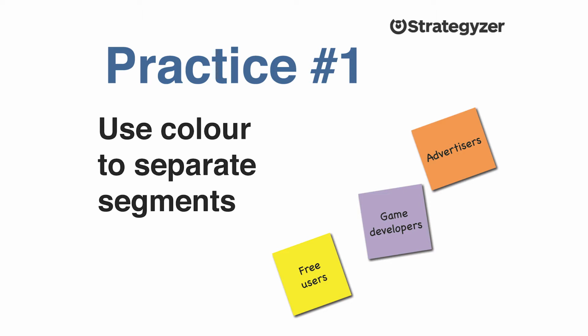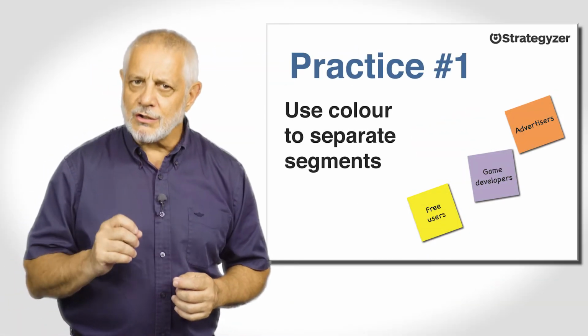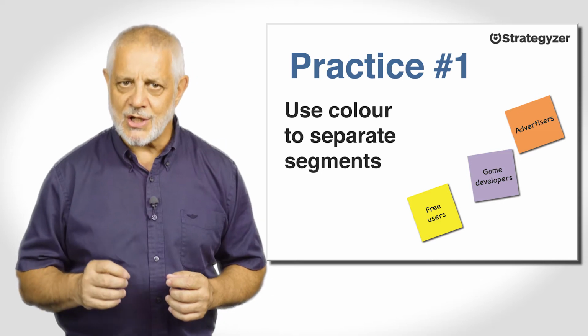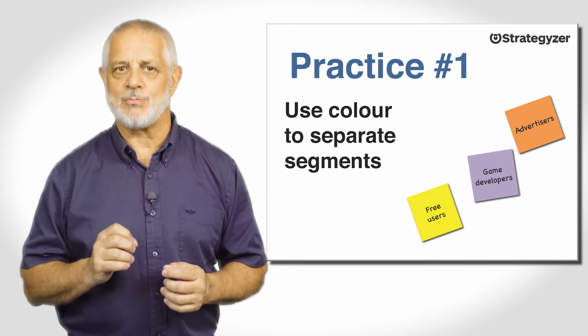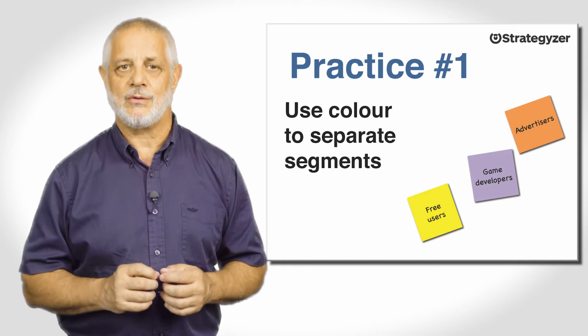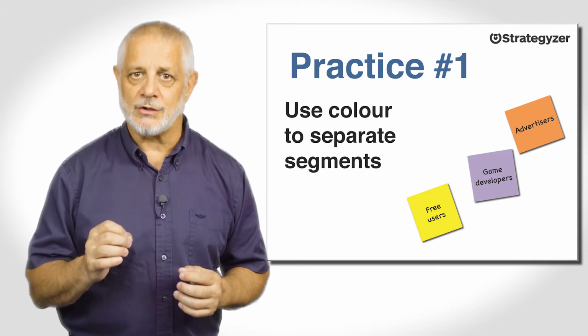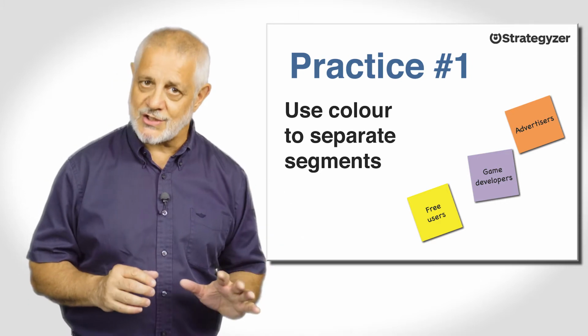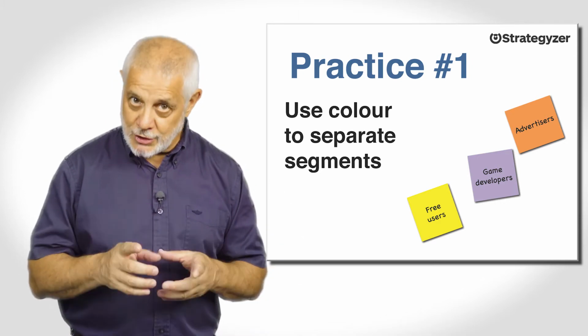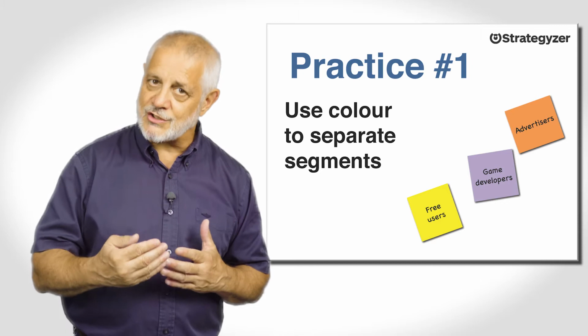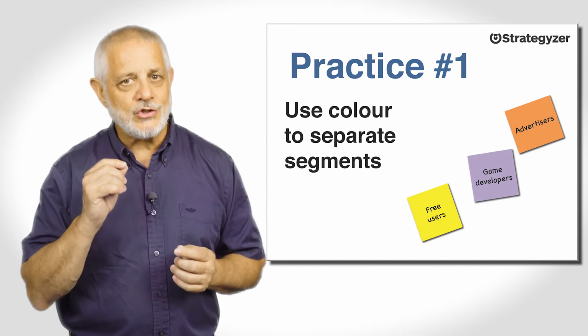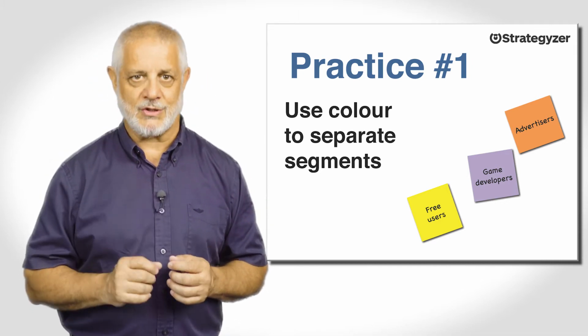Use color to separate customer segments. Using a different color for each of the identified customer segments allows you to see which part of the business model applied to which segment. Once the segments have been identified, start with one color and work out the business model for that segment. When you have a good take on that segment, start the next segment. Try to avoid jumping back and forth between segments.